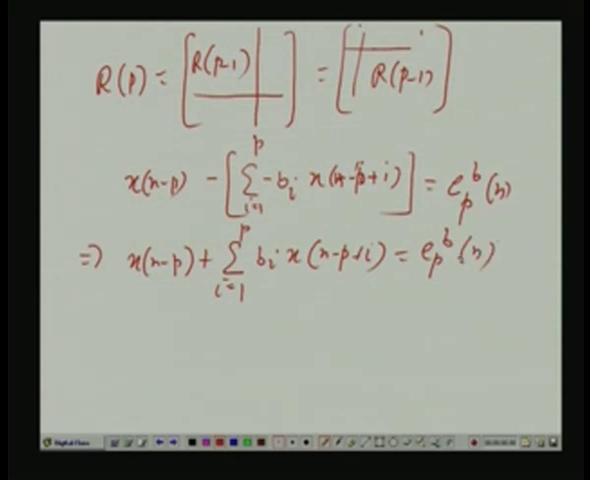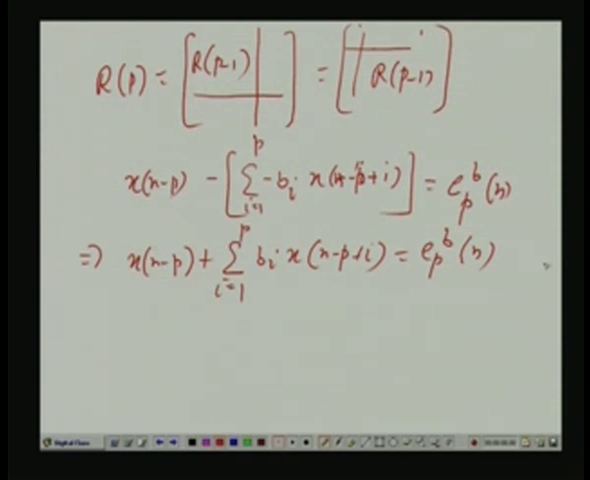Obviously, this is orthogonal to what? Orthogonal to the space spanned by those p future elements. Earlier it was p past elements, now p future elements. So, E p b n is orthogonal to x n, x n minus 1, x n minus 2, up to x n minus p plus 1. Those p future values, for this sample x n minus p, if you go p steps in the future, those p future value samples are orthogonal to E p b n.